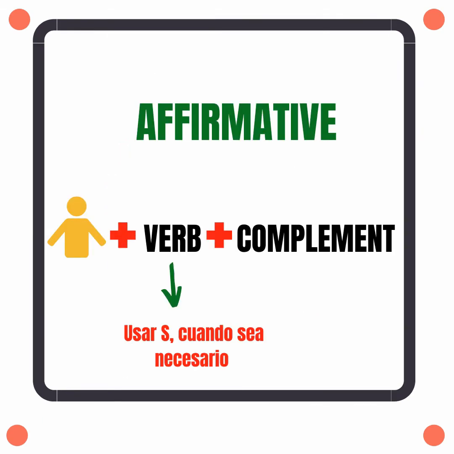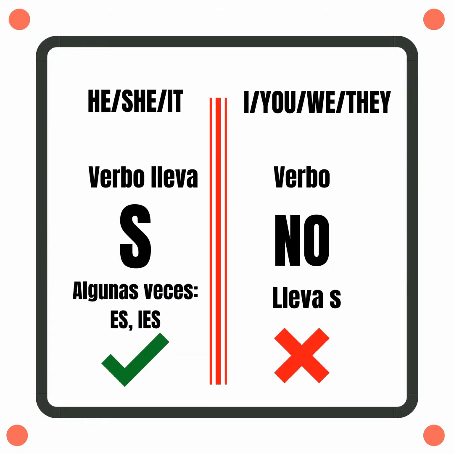Now I'm gonna do an affirmative sentence. So you have to start with subject, sujeto, verb, verbo, complement, complemento. Es importante saber que para los sujetos he, she, it, el verbo lleva una S al final. But you have to know that el verbo solo lleva S cuando lo precede los sujetos he, she, it. Con los sujetos I, you, we, they, el verbo no lleva S.